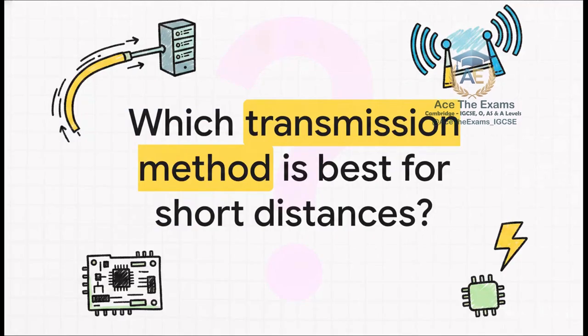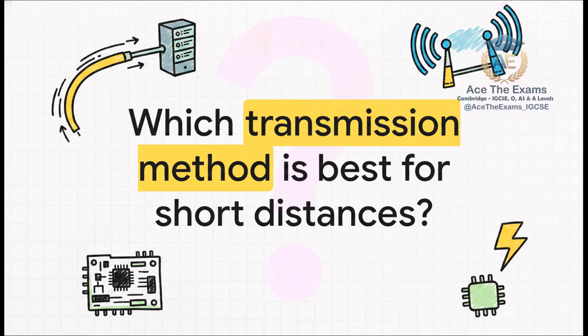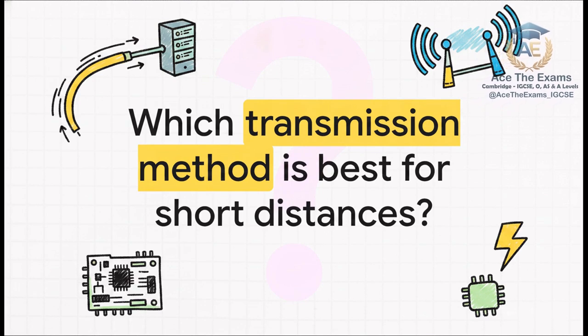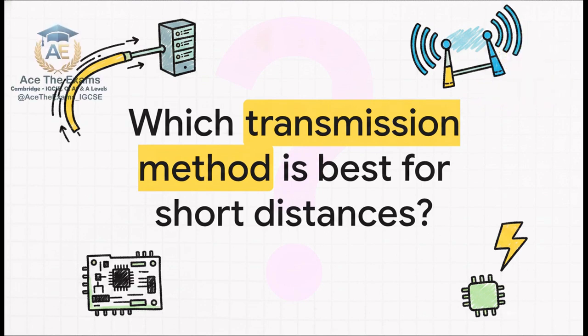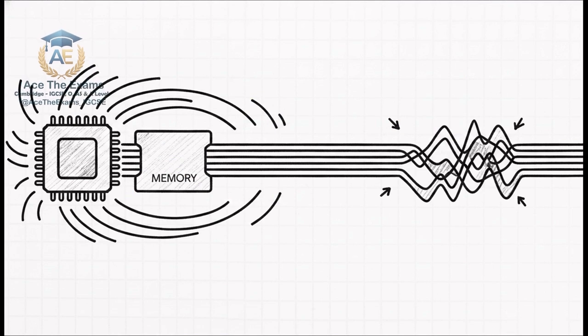I'm going to challenge you right now. Pause this explainer for just a second and actively predict the answer to this question. Based on the mechanical differences we just explored, which transmission method is best for short distances that require extremely high speed? Take a second and think about it. All right, did you guess parallel transmission?